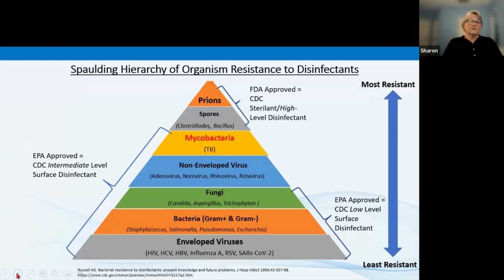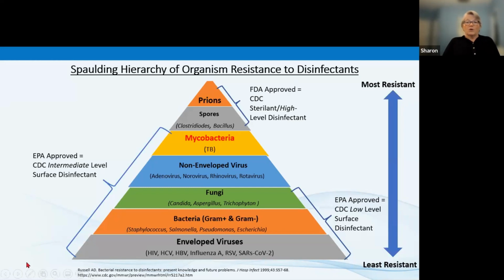Now, this slide shows organisms and their resistance to disinfectants. And you can see that different groups of organisms vary in their susceptibility to disinfectants, and they're grouped accordingly in this pyramid. At the tippy top are the prions and bacterial spores because those are the most resistant, followed by mycobacteria, which is the bacteria that causes tuberculosis. And you work your way down all the way to the enveloped viruses, which are the easiest to kill.